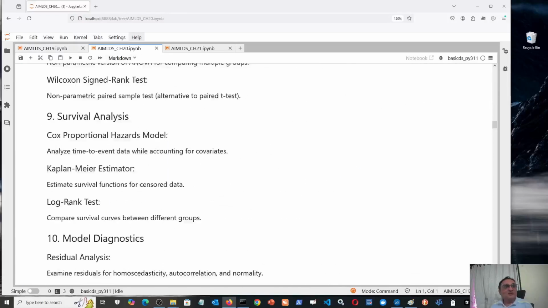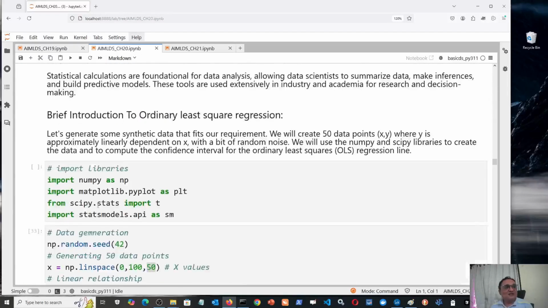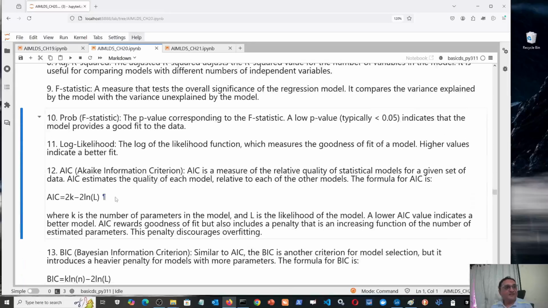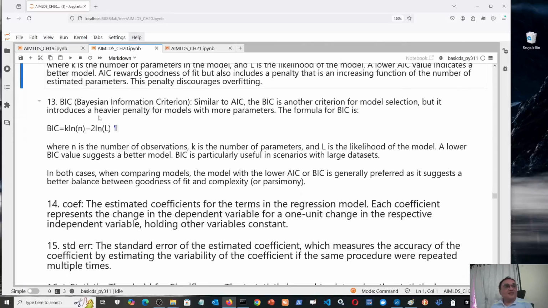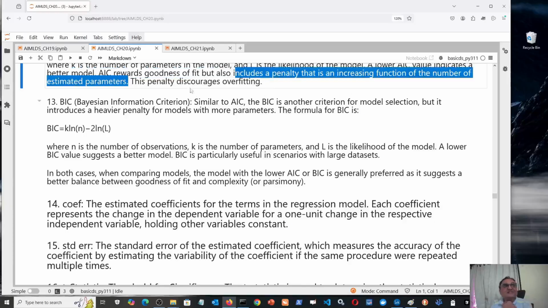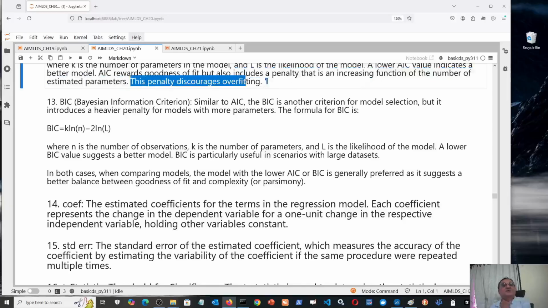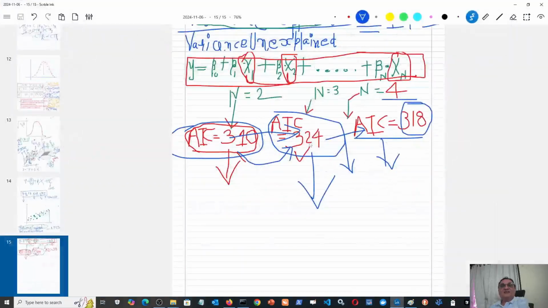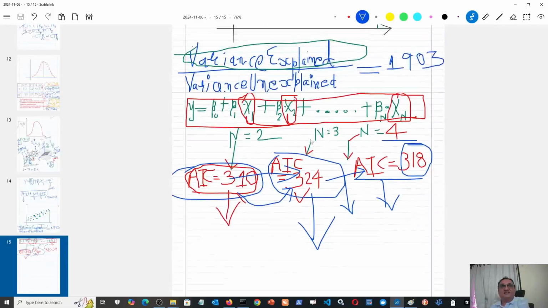So AIC is a very important parameter in deciding when exactly overfitting is occurring. Okay, so here is the exact sentence about that AIC: AIC rewards goodness of fit, so higher AIC is as such better. But it also includes a penalty, which is an increasing function of the number of estimated parameters. As a result, that penalty discourages overfitting. So what happens if AIC decreases? That means the penalty is now coming into the picture, and you have to stop adding the feature, because data science is very much an empirical science.